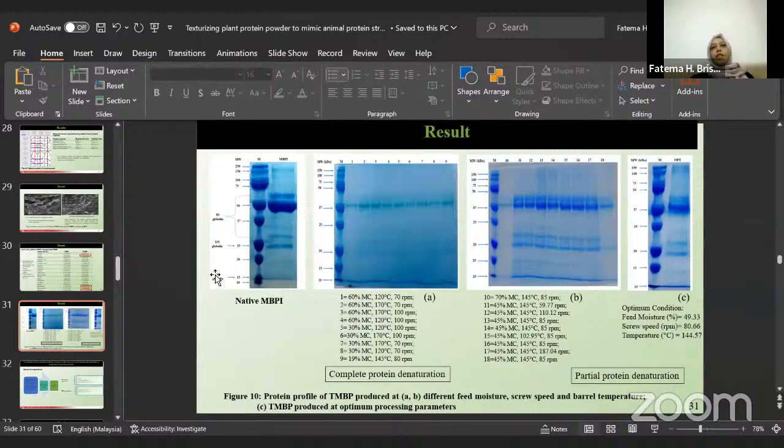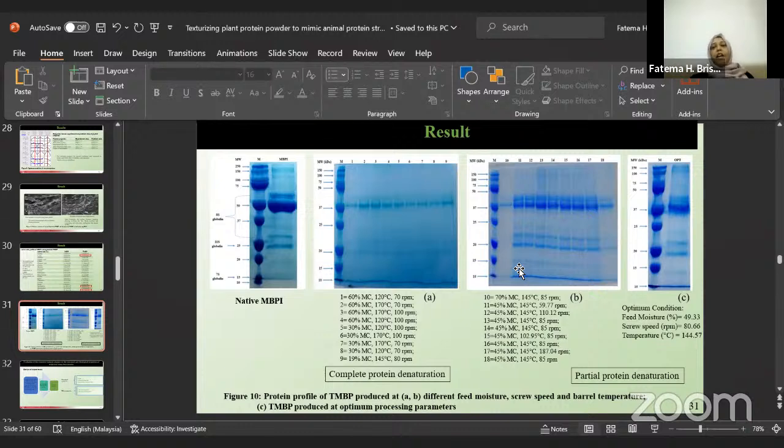We do not want to completely change our protein structure, because when we completely loosen up the structure, it will basically lose its functional properties, which is very important for food. So we want something that is partially unfolded, not fully. And that's why we have conducted this analysis in order to know whether it's a fully unfolded protein or partially unfolded protein.